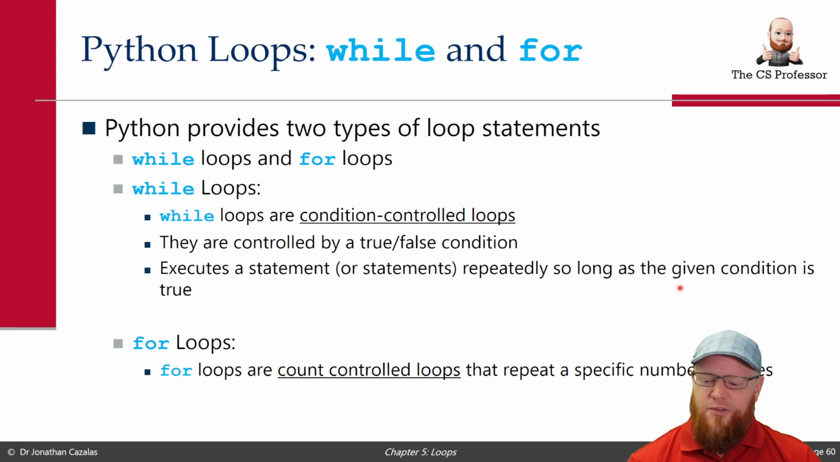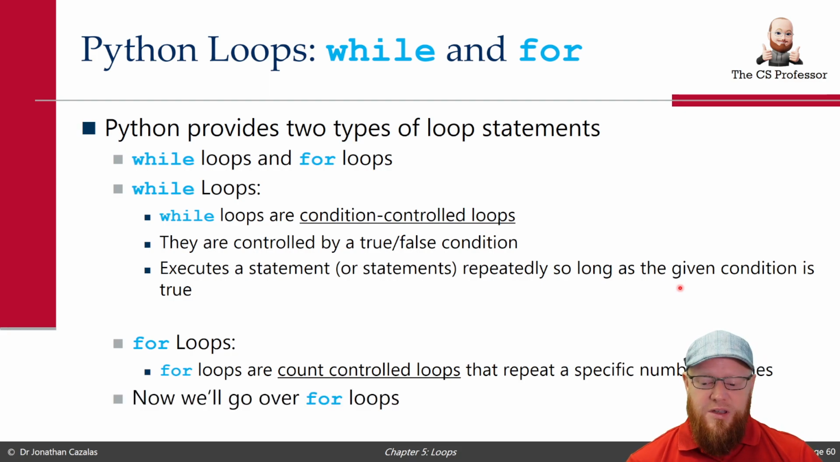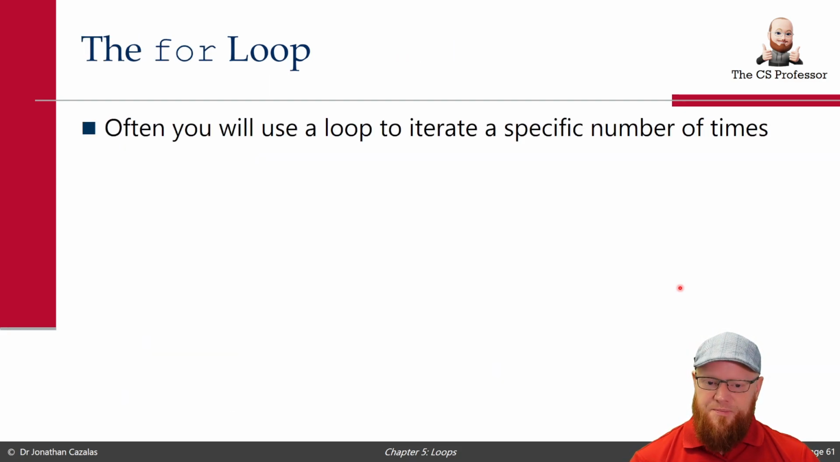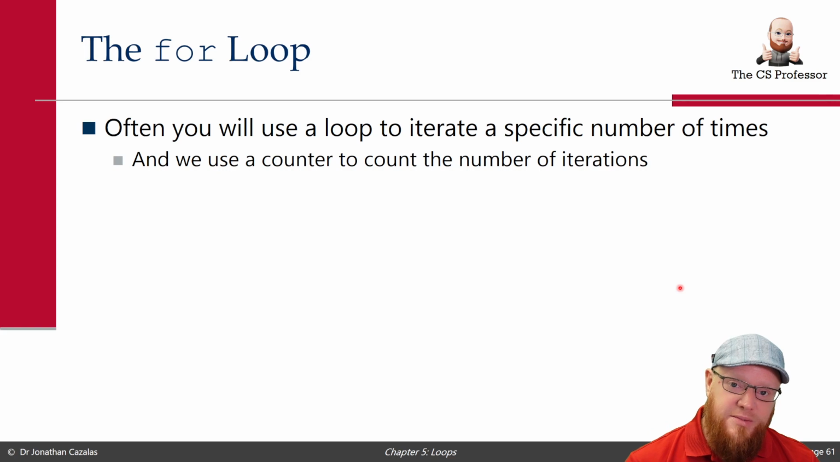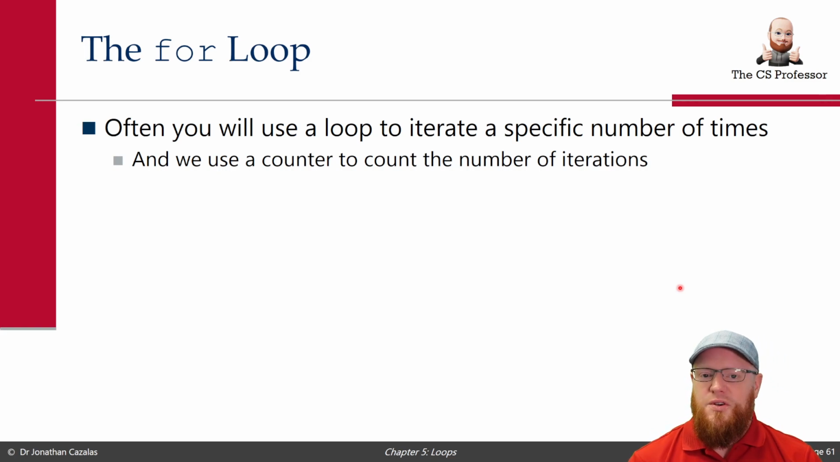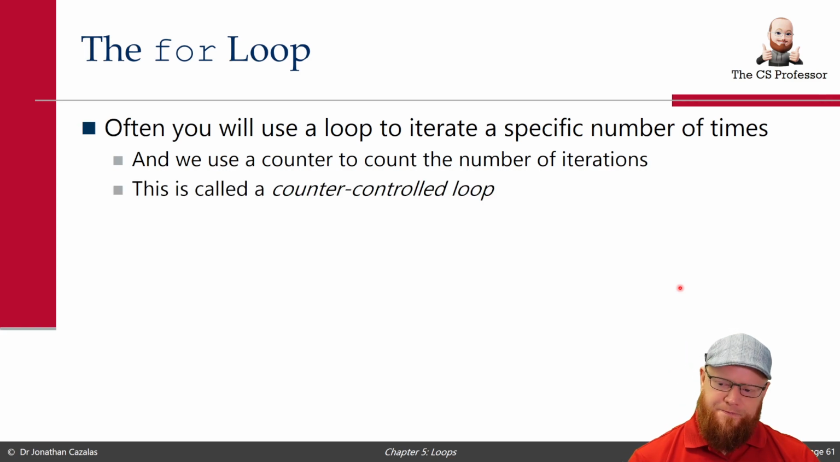And that is where a for loop is appropriate. A for loop is strictly a count-controlled loop that loops a very specific number of times. So if you want to loop a specific number of times, 5 times, 20 times, that is when you use a for loop, and it is so much easier than using a while loop.